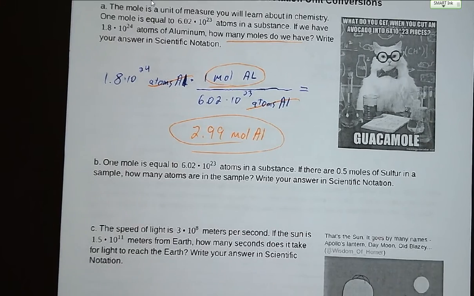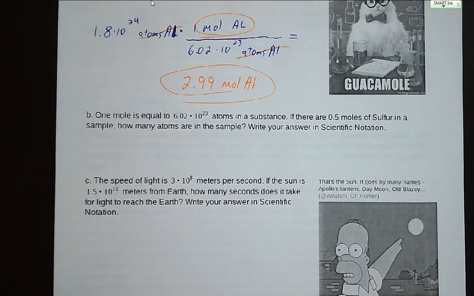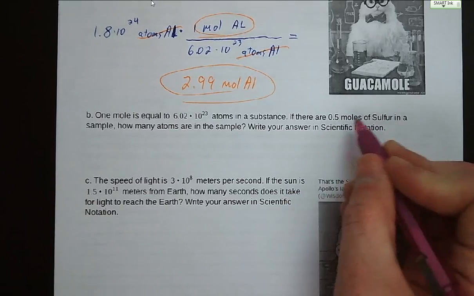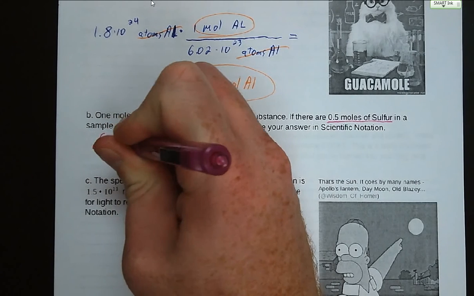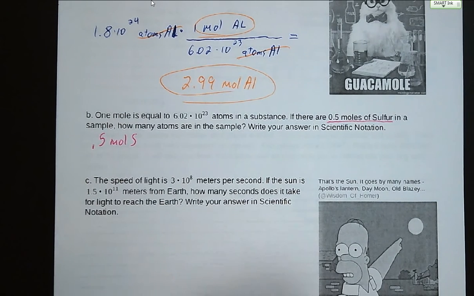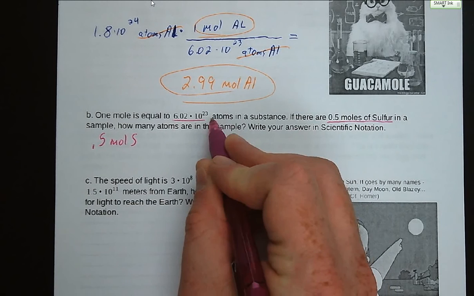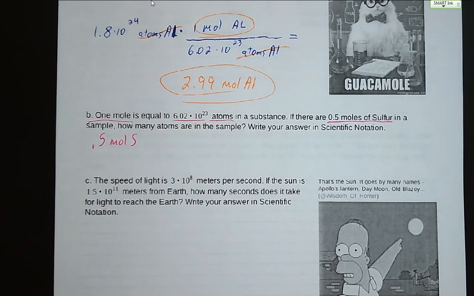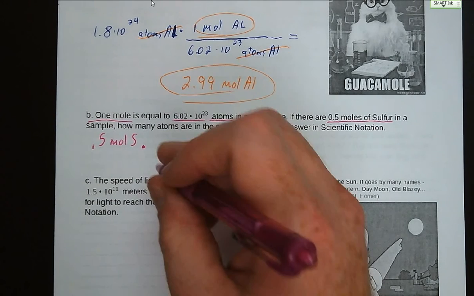1 mole is equal to 6.02 times 10 to the 23rd atoms in a substance. If there are 0.5 moles of sulfur in a sample, how many atoms are there in the sample? Write your answer in scientific notation. So I know I have 0.5 moles of sulfur, and I want to go into atoms, so I know that 1 mole is 6.02 times 10 to the 23rd atoms. So I need moles to be in the denominator to cancel.